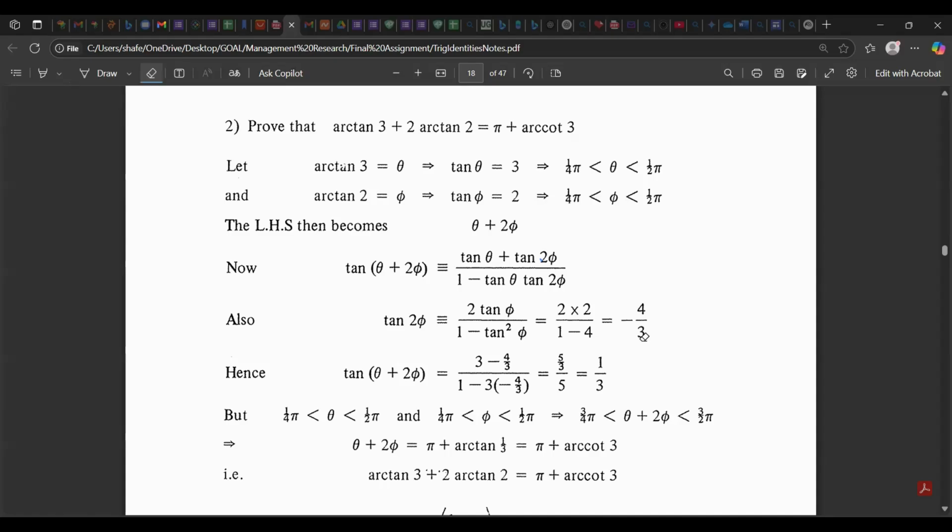Now, this one says you have to prove that arctan of 3 plus 2 arctan 2 is equal to pi plus arccot 3. Now, what's the approach? And if you want to know how on earth you would know that this is the approach, no doubt this author went back to what was done before and looked at some approach to solving such a problem.